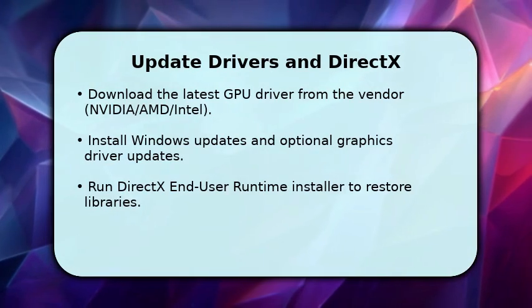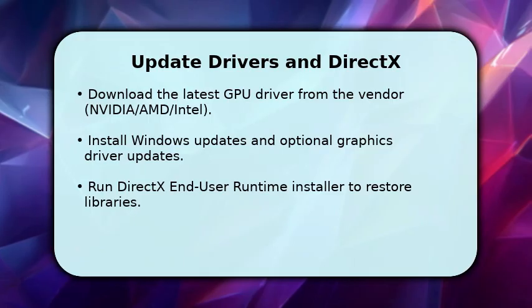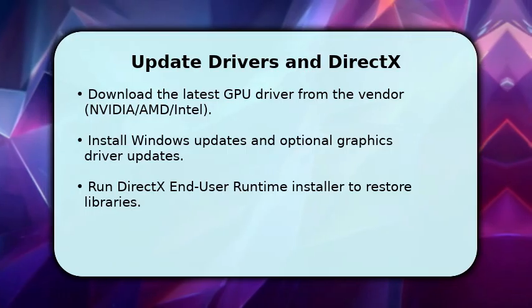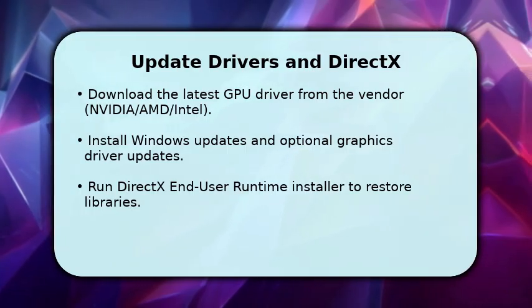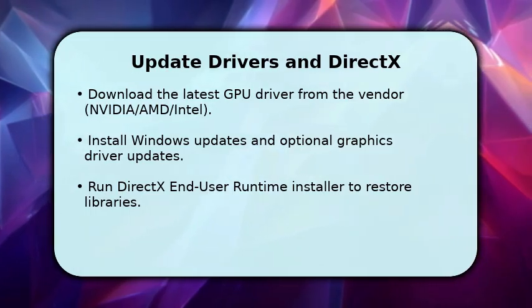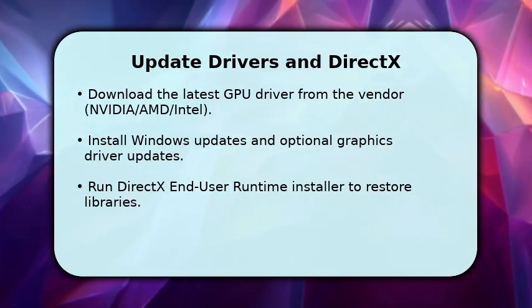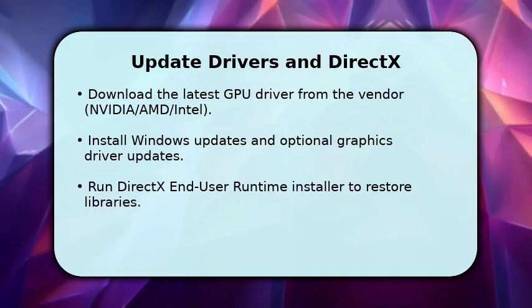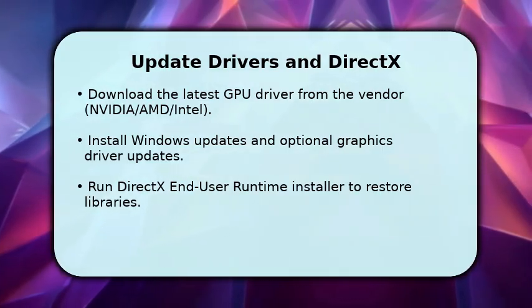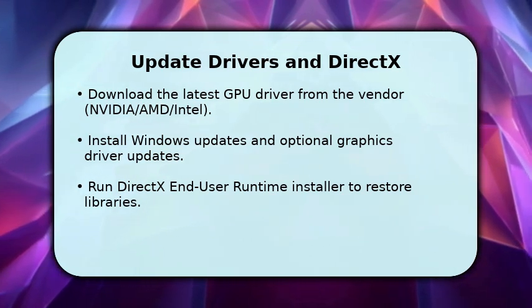Now update the crucial software. Get the latest driver from the GPU vendor site rather than Windows Update, uninstall the old driver using Device Manager or, if necessary, DDU, and install the new one. Then run Windows Update, including optional driver packages, because WDDM and system libraries matter. If the application still complains, run the DirectX End-User Runtime installer to restore missing DLLs. Once complete, reboot and rerun dxdiag to confirm the reported feature level increased or matches DirectX 11.